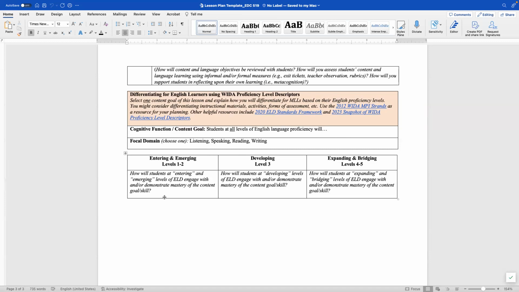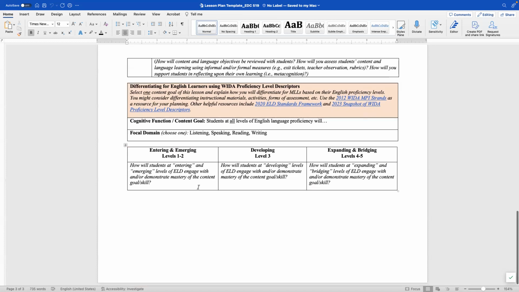So for example, if I wanted all of my students, students at all levels of English language proficiency, to be able to explain the process of photosynthesis, I might differentiate what I'm asking students to do as part of the activity. So maybe the focal domain here would be writing, and for my entering and emerging students, I might give them an image of a plant and have them label the plant using single words to show that they understand the process. So label and sequence an image of a plant demonstrating the process of photosynthesis.